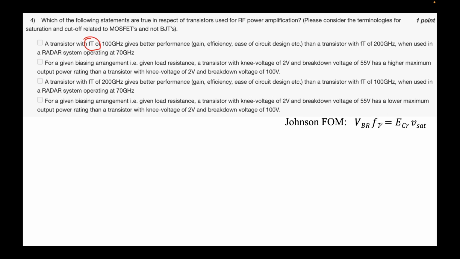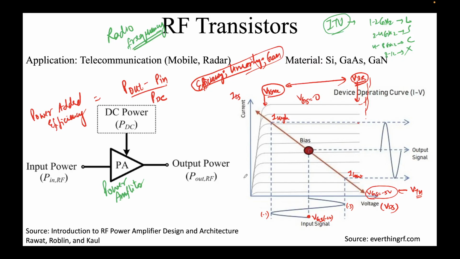FT is something we call the unity current gain frequency. So I've been talking about power throughout here. There are two frequencies that are involved here. One is called the FT, the other is called the Fmax. FT is the unity current gain frequency. Unity means when the current gain becomes equal to 1. Fmax is the unity power gain frequency, when the power gain becomes equal to 1. FT and Fmax.